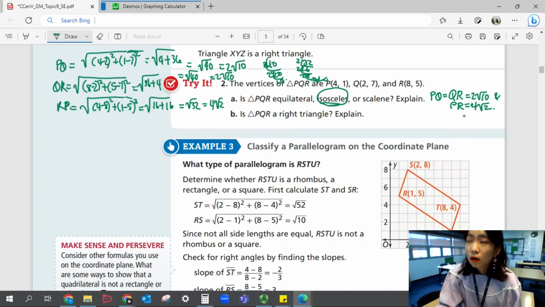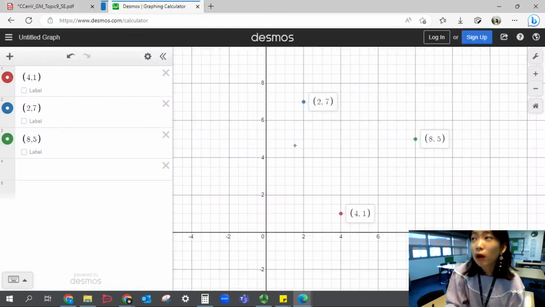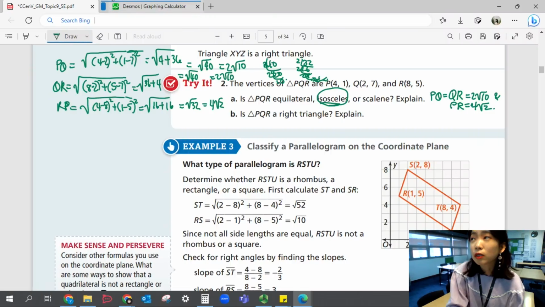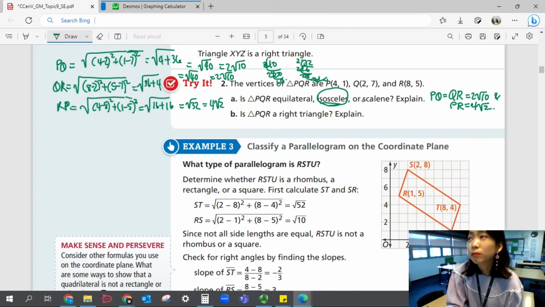Okay? Part B: is triangle PQR a right triangle? Explain. So looking at your graph, this may be a possible right angle. That doesn't seem like it, but you should still check. This one just looks like an acute angle, but we can check what is possibly a right angle. So let's check QRP. So we want to check angle R.